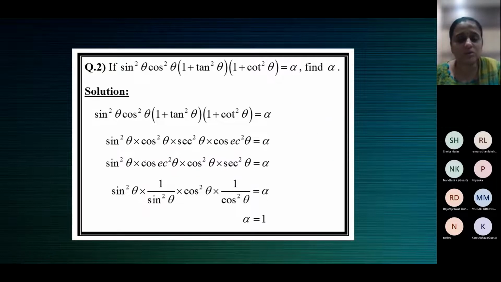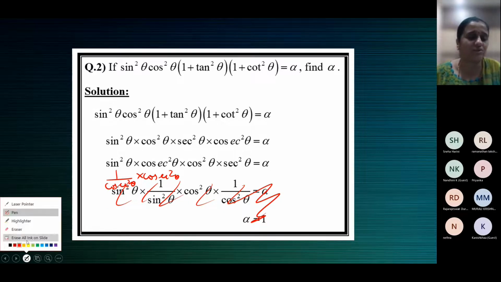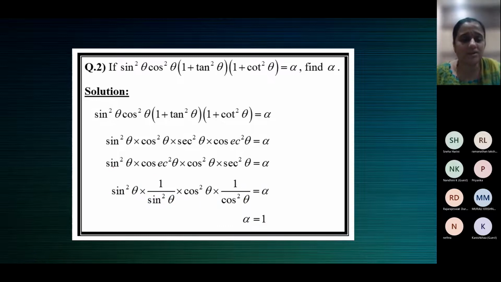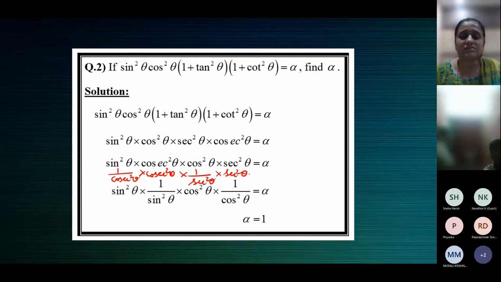You can also do this. You can write cosecant square theta as it is, and sine square theta as 1 by cosecant square theta, because sine and cosecant are reciprocal ratios. And then you can write cos square theta as 1 by secant square theta and write the secant square theta as it is. So change any one, is equal to alpha.